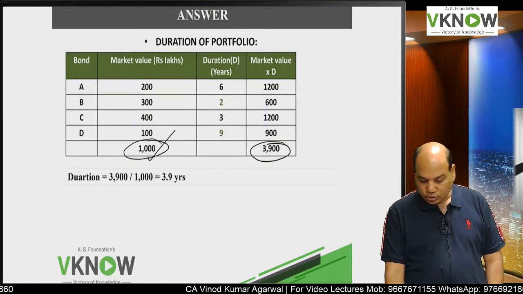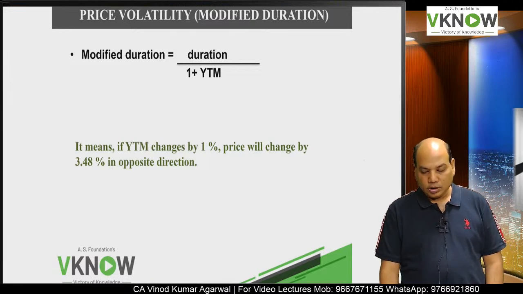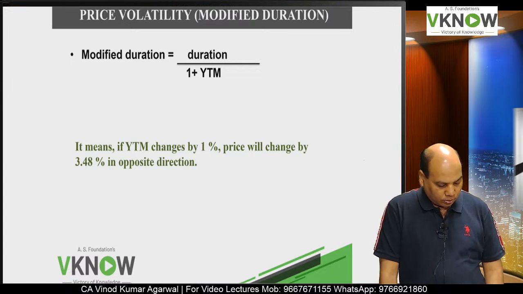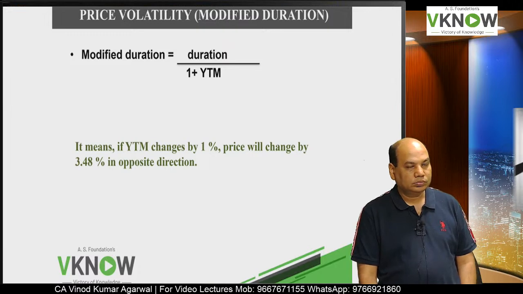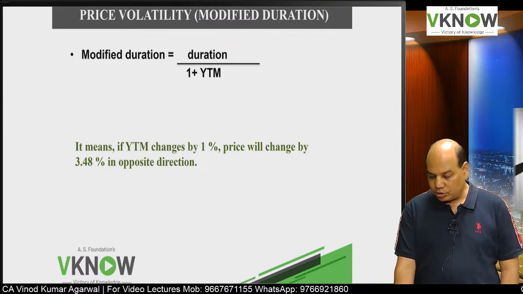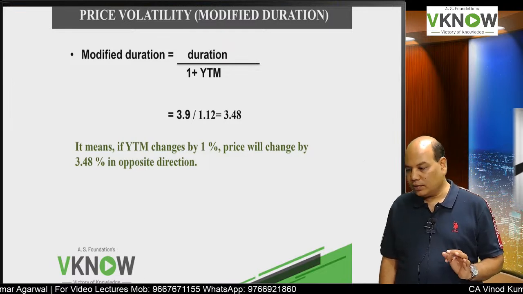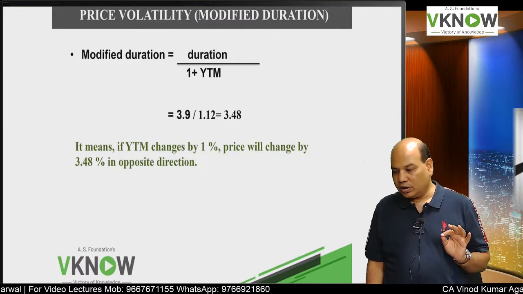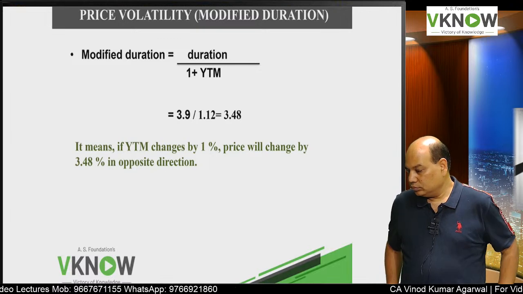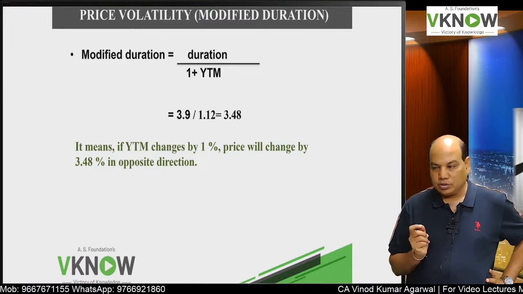Those who are replying, very good. Now write down next line, price volatility. Price volatility means modified duration. Modified duration is equal to duration upon 1 plus YTM. 3.9 upon 1.12, and that is equal to 3.48. Is right, 3.48. So how do you interpret that modified duration of 3.48?